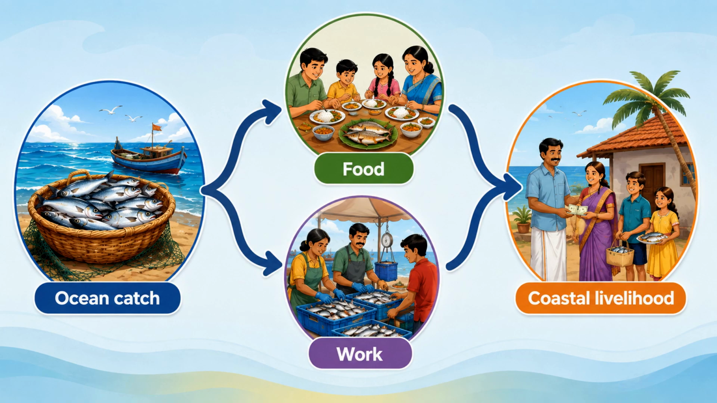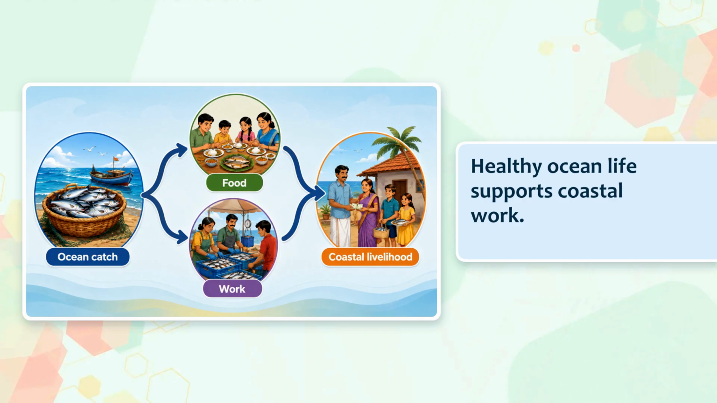A catch provides food and creates work for people who handle and sell it. Because this livelihood depends on available ocean life, healthy marine ecosystems and coastal income are closely connected. The whole chain depends on one source. Healthy ocean life supports coastal work. Food and income both depend on the living resources shown at the start of the chain.